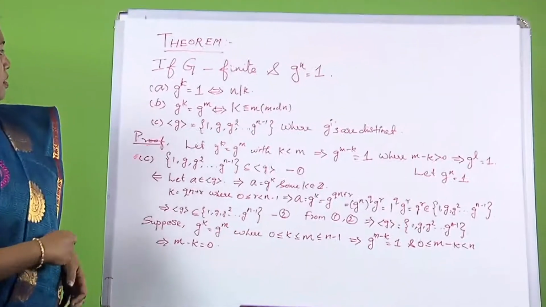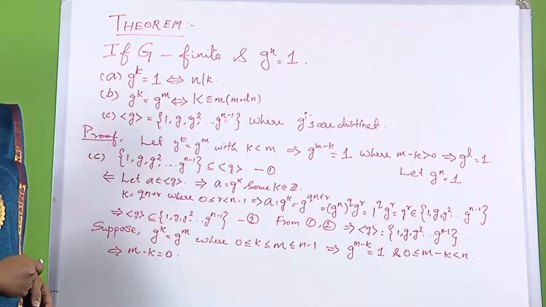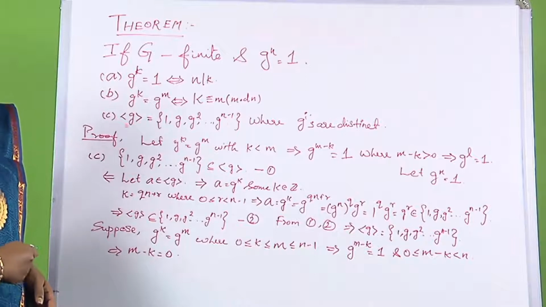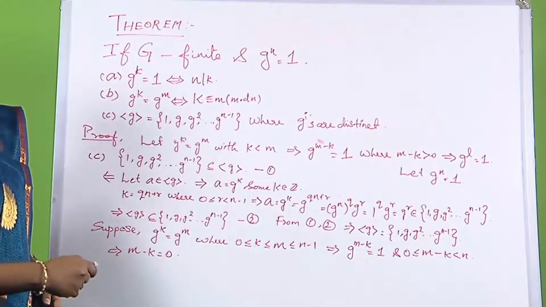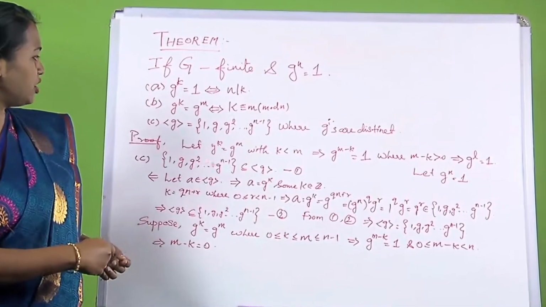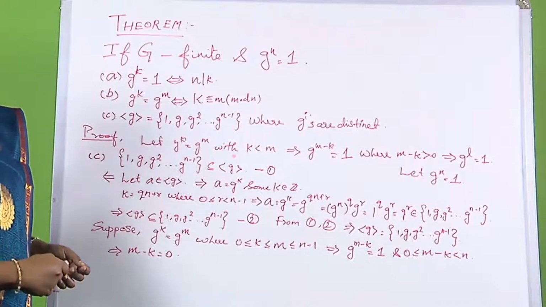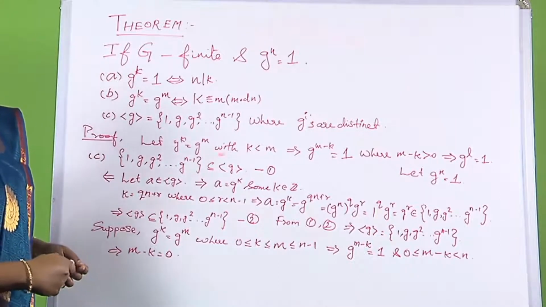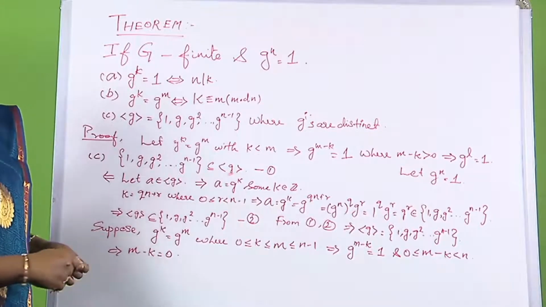Now, we shall prove C. We are going to show that the group generated by g, that is {1, g, g squared, and so on up to g^(n-1)}, are both equal. So, we are going to prove that the group generated by g is of this format, and all these elements here are distinct. Let us assume this particular set first: 1, g, g squared, and so on up to g^(n-1). Now, this is clearly a subgroup of G. So, it is very obvious. Let us stop there and mark it as equation number 1.